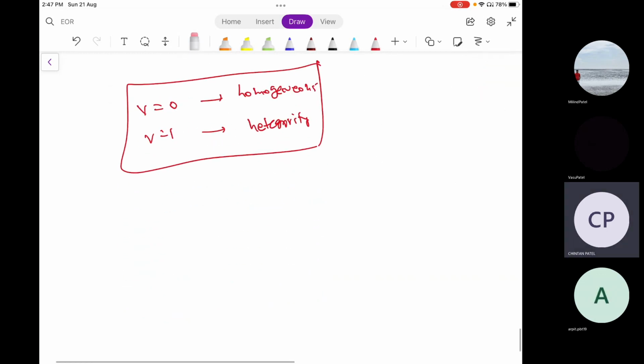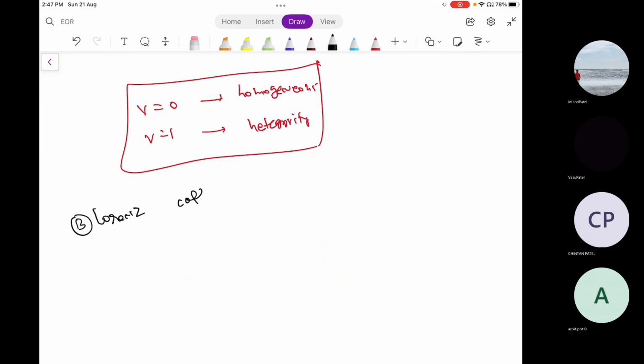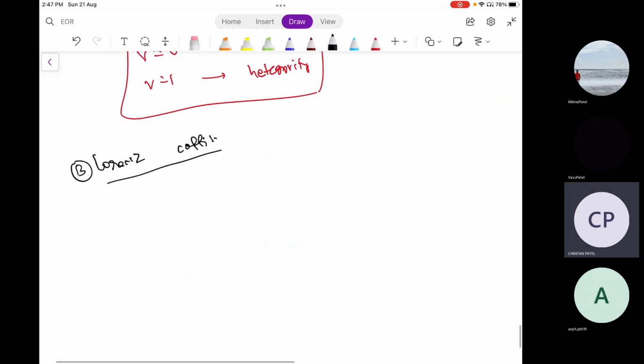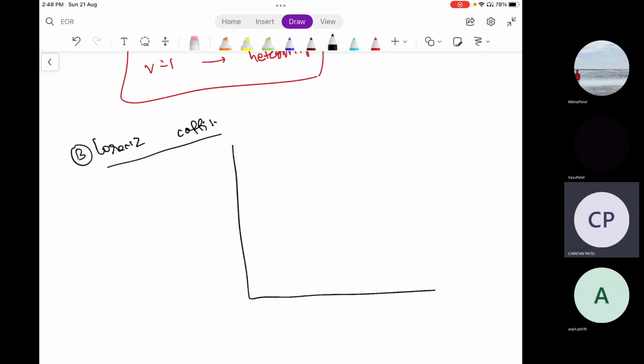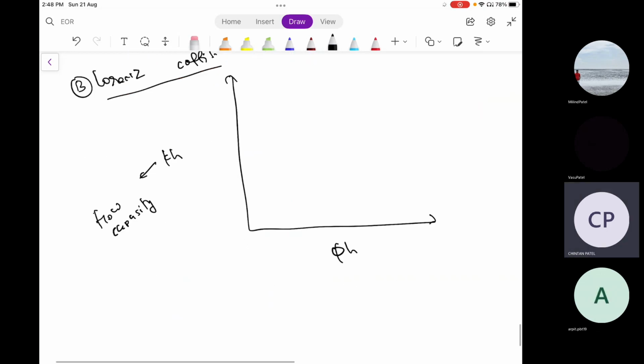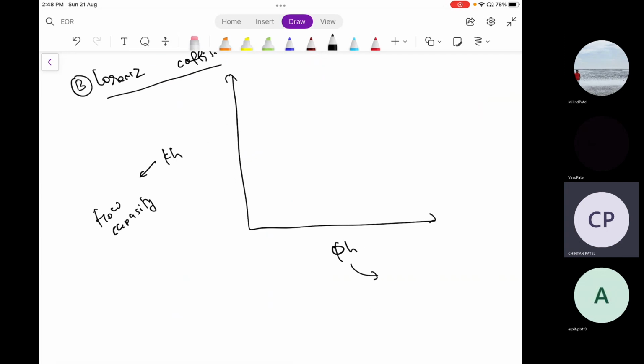Next one is the Lorentz coefficient. In the Lorentz coefficient we are going to derive the plot between KH versus phi H. This is the flowability, not the storability. So we can say this is flow capacity, and this is the storability, like how much we can store. Phi into H is the storage, so it is the storage capacity.